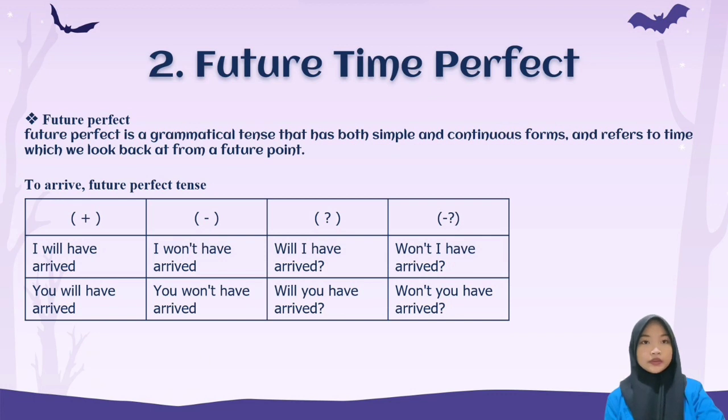The future perfect tense in positive form will be: I will have arrived or you will have arrived. In negative form: I won't have arrived or you won't have arrived. In question form: will I have arrived or will you have arrived? And in negative question form: won't I have arrived or won't you have arrived?